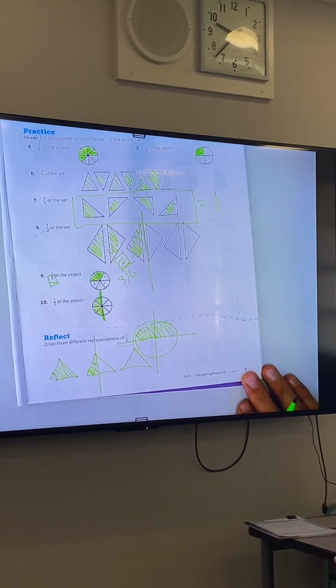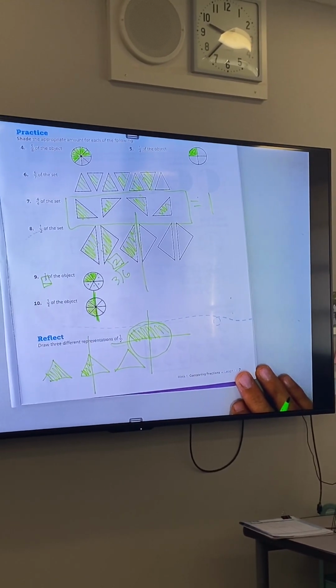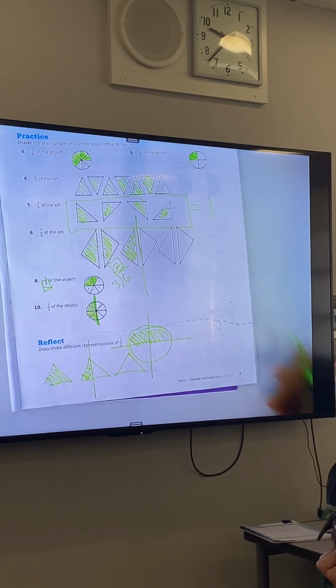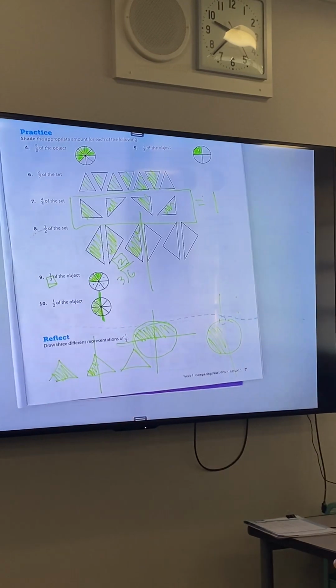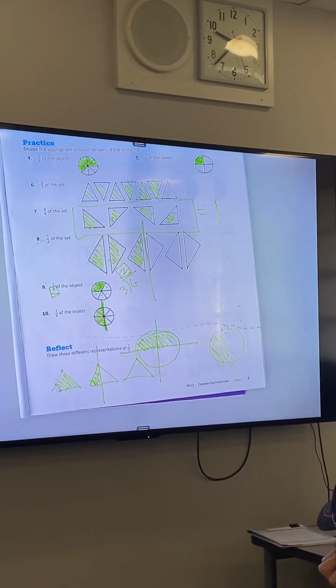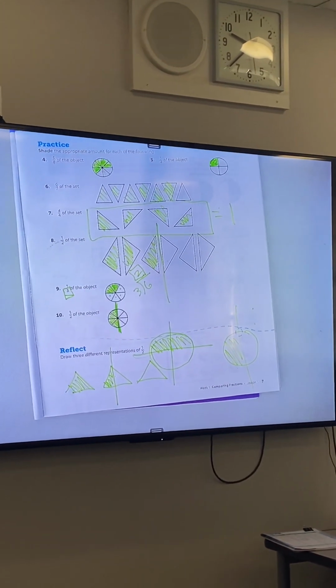Ian. A circle and then just a line through it, and shade half the side. Uh-huh. All awesome, acceptable answers, yes.